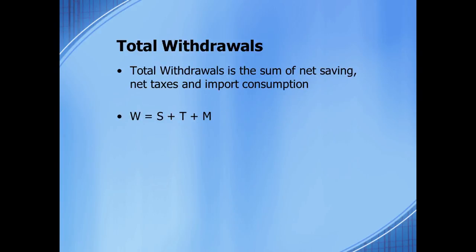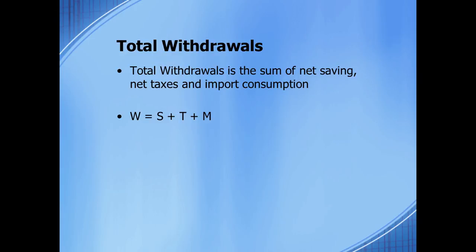So the amount of imports is the size of M. Total withdrawals is the sum of net saving, net taxes and import consumption. So withdrawals equals S for saving plus T for tax plus M for imports. So that's the three ways where money is withdrawn from the circular flow of income.